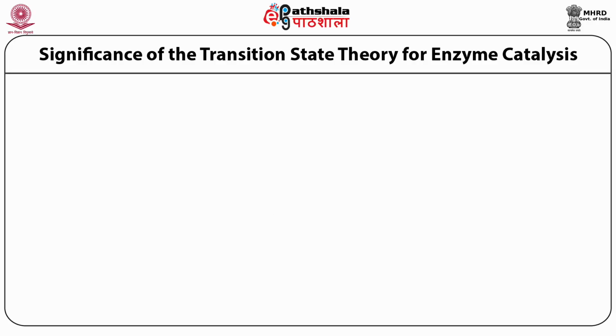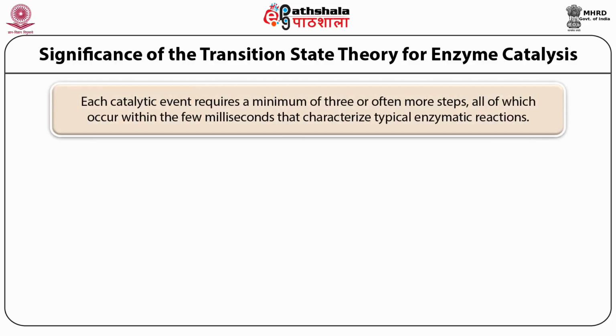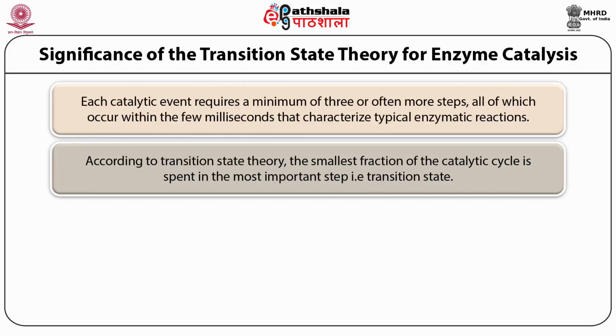After discussing transition state theory and its limitations, let's discuss the significance of transition state theory for enzyme catalysis. Each catalytic event requires a minimum of three or more steps, all of which occur within a few milliseconds, which characterizes a typical enzymatic reaction. According to transition state theory, the smallest fraction of the catalytic cycle is spent in the most important step, that is the transition state.